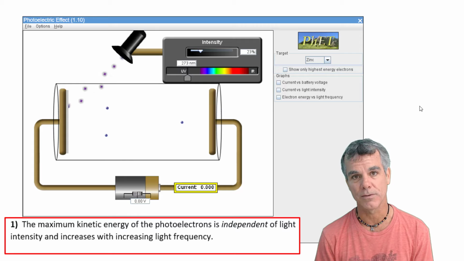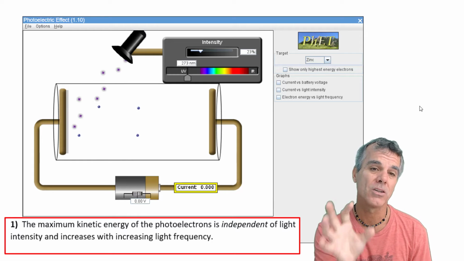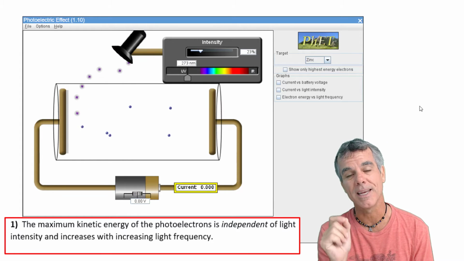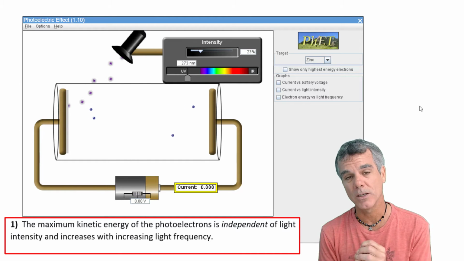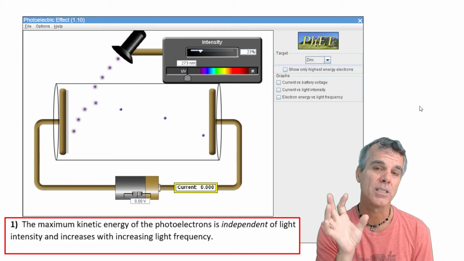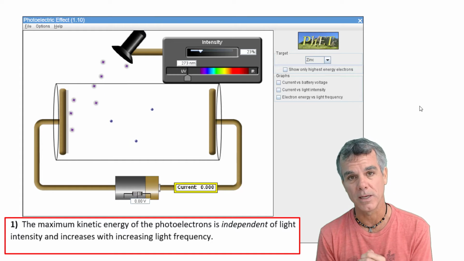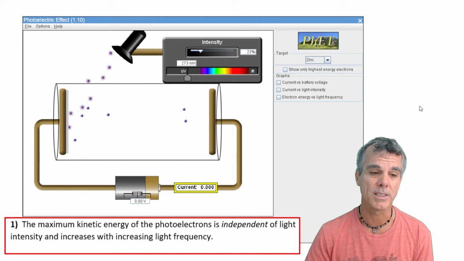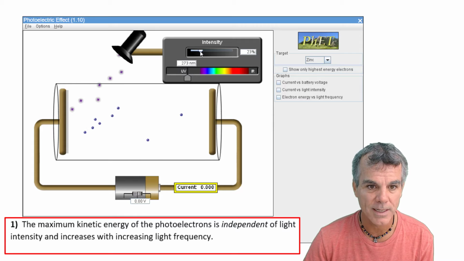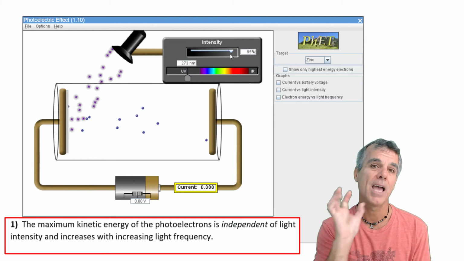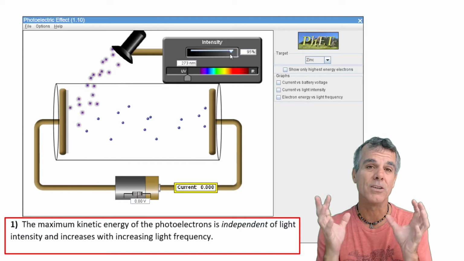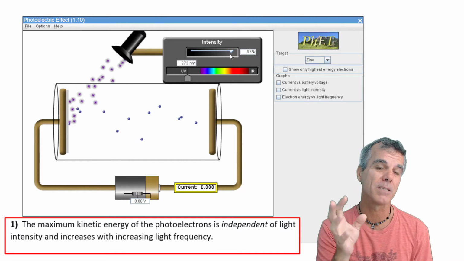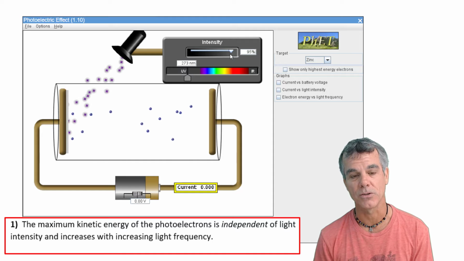Now, the classical model of light predicts that if I increase the intensity of the light, it will have more energy, resulting in the electrons being ejected with greater kinetic energy. And that's not what we see. If I increase the intensity of the light, I have more electrons being ejected from the surface of the metal, but I do not increase the maximum kinetic energy of the ejected electrons.